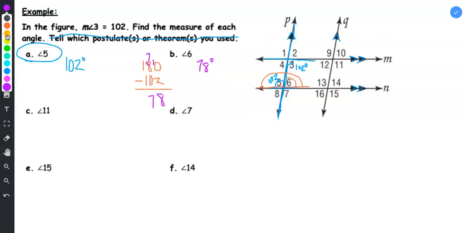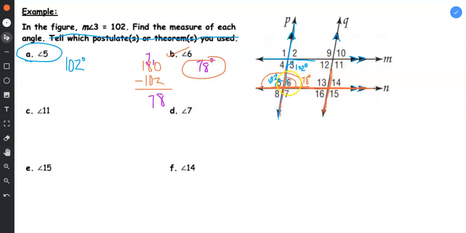I'm going to actually mark that in red because I think it'll be easier to see. So angle 6 is 78 degrees. So we're done with B. We move on to C, angle 11. Now angle 11 is way over here. So I'm going to have to figure out another angle before I can figure out angle 11. So what I'm going to do, and there are a ton of ways to do this, is I'm going to focus on these two parallel lines, P and Q, and I'm going to treat N as the transversal because the transversal just has to cut through both of those parallel lines.